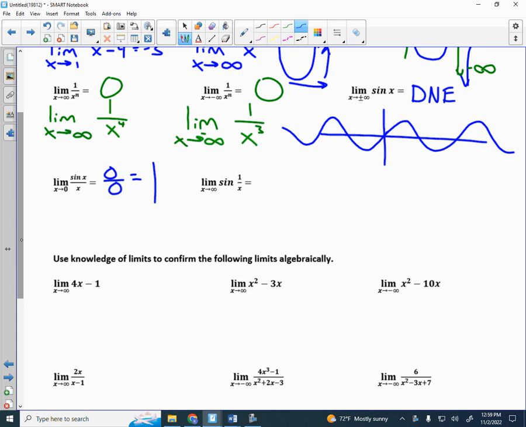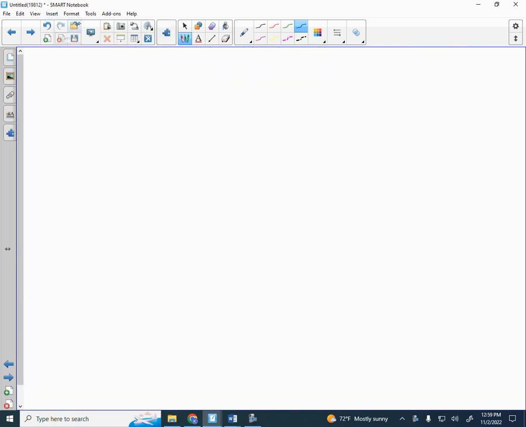Actually, no. Look at this situation. We're going to let x go to infinity. So you would have the sine of, what's 1 over a really large number? A really small number. So it's going to head towards 0. And what would the sine of 0 be? 0. Very good.